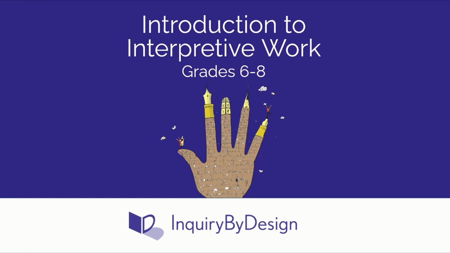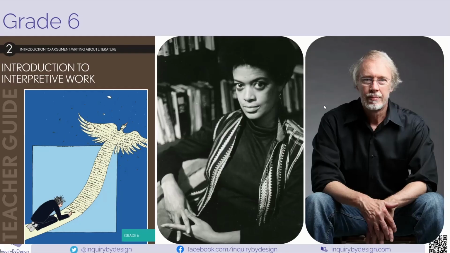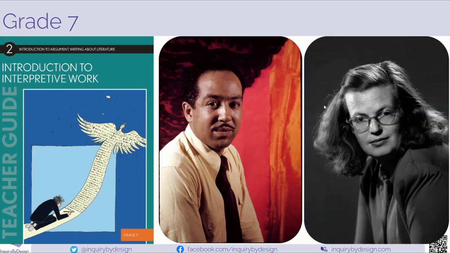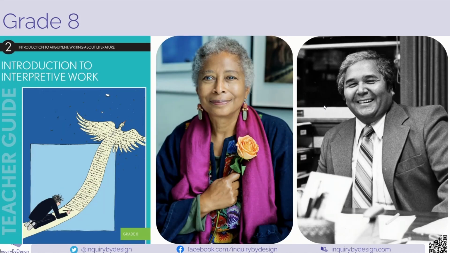Interpretive Work units in grades 6 through 8 are part of Inquiry by Design's Introduction to Argument series. In this unit, which follows a similar pattern at each grade level, students move through a cycle of work with 2 different pieces of short fiction, and for each story, they write an interpretive argument. While students will have read and talked about a few different texts in the first unit, this unit introduces more of the close reading practices that will become common throughout the year.